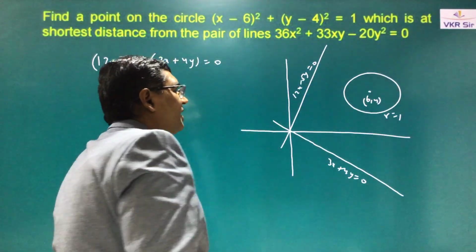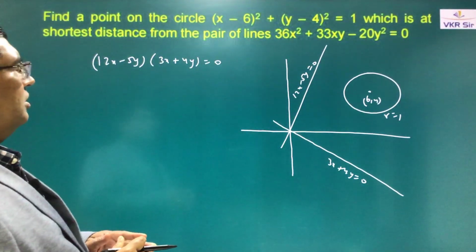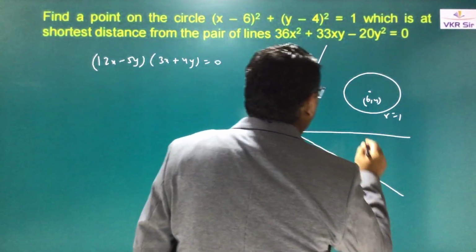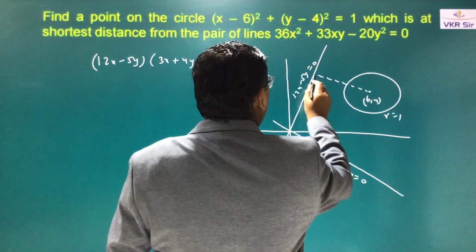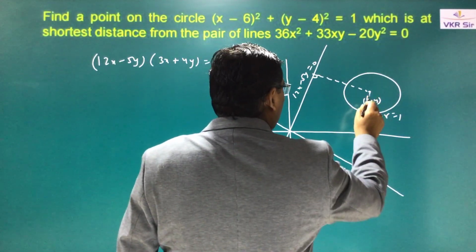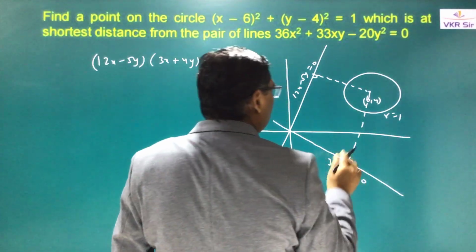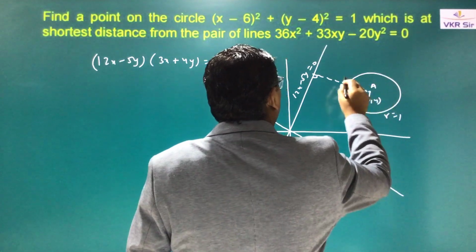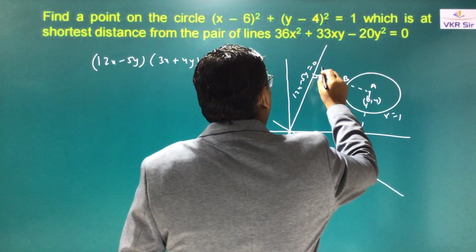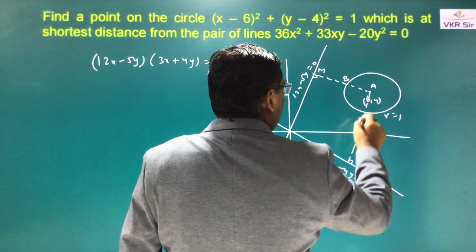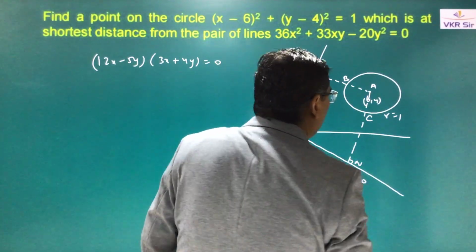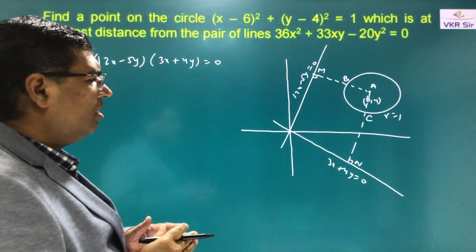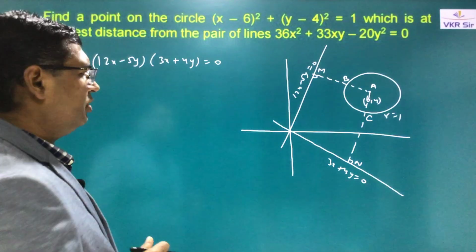So, in this case, they are asking, find a point on the circle which is at the shortest distance. We don't know which point is at the shortest distance. So, maybe we will drop a perpendicular here and check this distance, compare it. We will try to find out which one is smaller. Suppose this point is A, this is B, and this is M, this is C, and this is N. First, we need to find out whether this distance AM is smaller or the distance AN is smaller. That is what we want to compare.